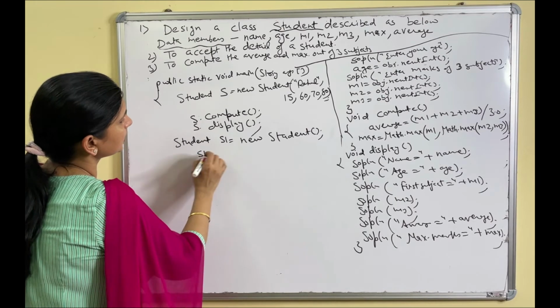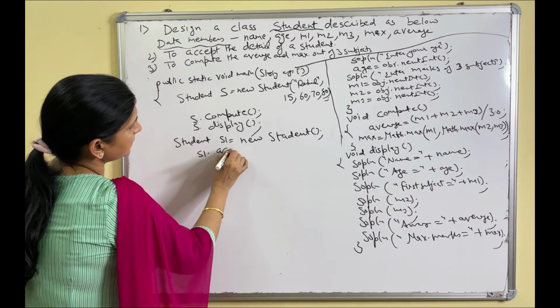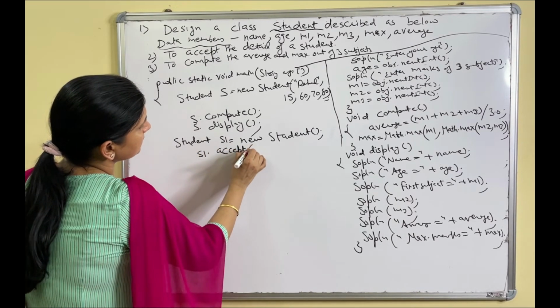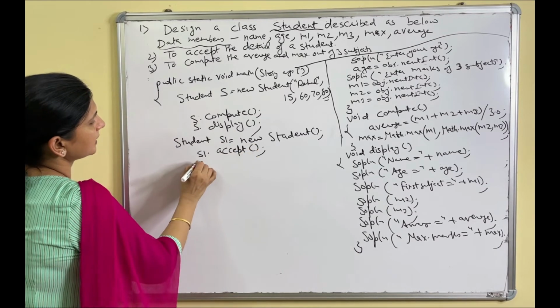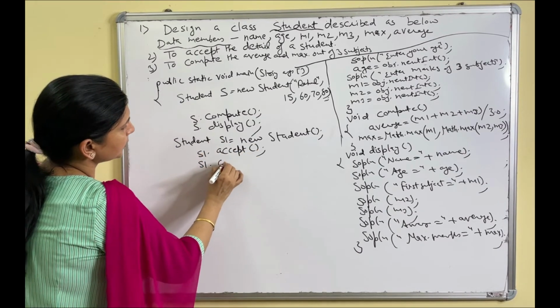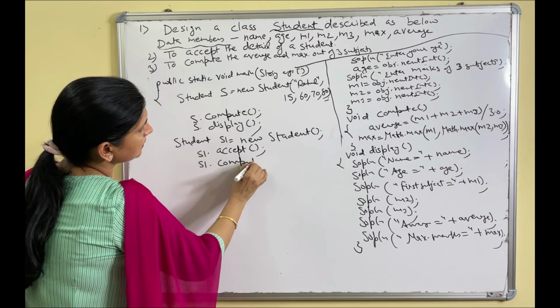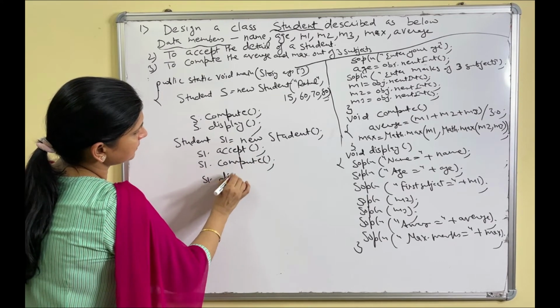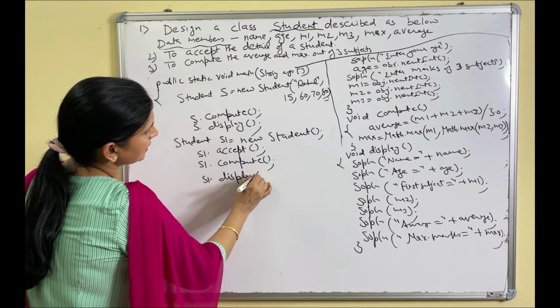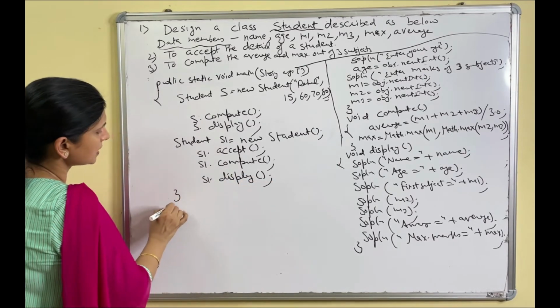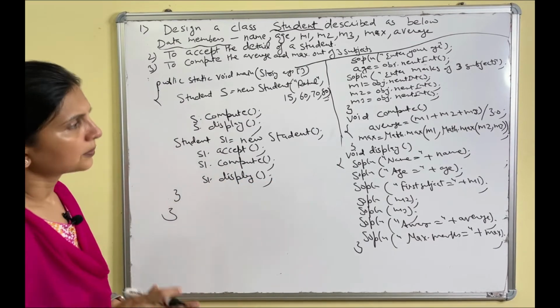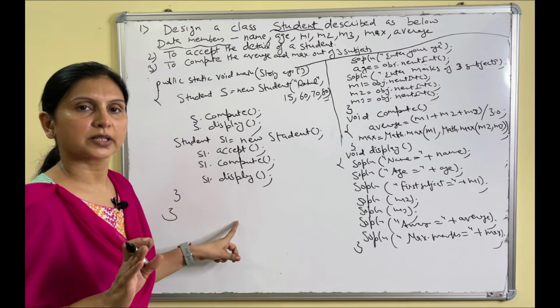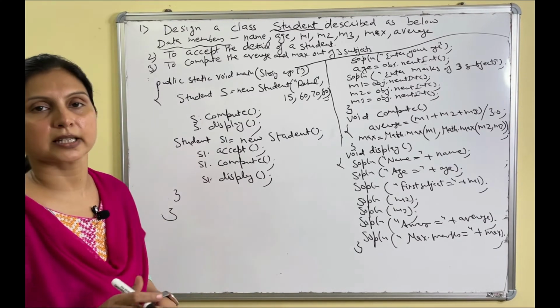s1.accept method, right? And then the same compute, and then display, right? So main close, class close. The program was lengthy, but it was so simple. I hope you have understood this.